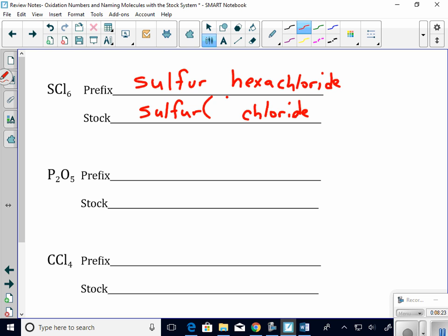but I need to have a Roman numeral. How do I determine the Roman numeral? Well, if I'm dealing with chlorine, let's put the oxidation numbers on them. Chlorine is going to be a -1, right? So what must sulfur be here? +6. Guess what Roman numeral I'm going to put in there? 6. So this would be sulfur 6 chloride.